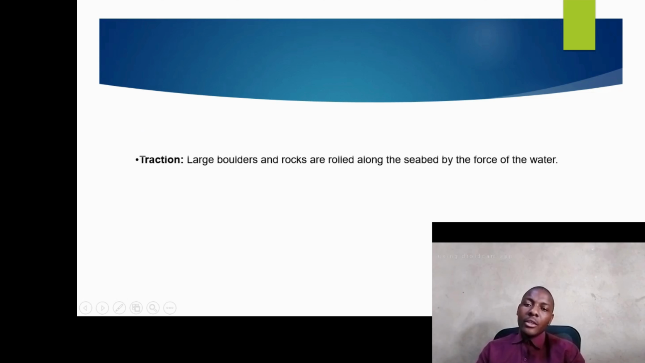Right. Before we look at the last term, we have different types of transportation, about 4. The first type that we have is what we call traction. In traction, we are looking at large boulders and rocks being rolled along the seabed by the force of water. That is what we call traction.